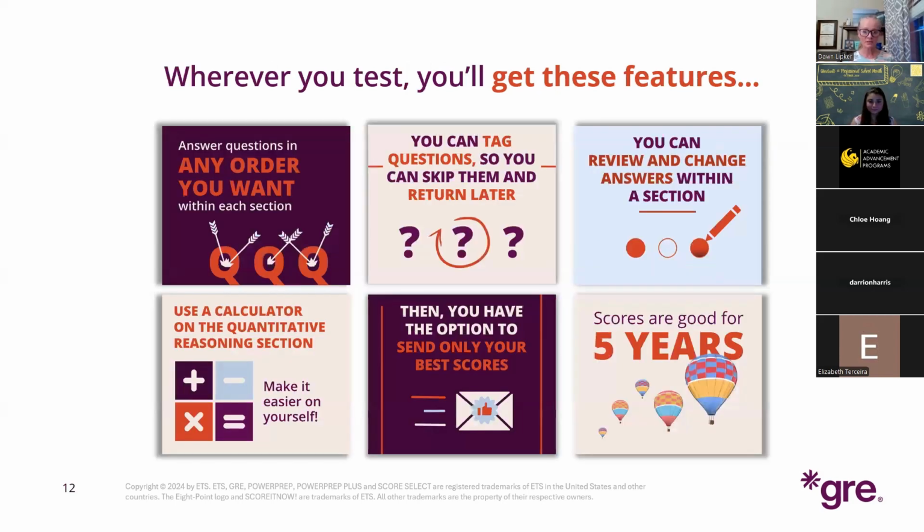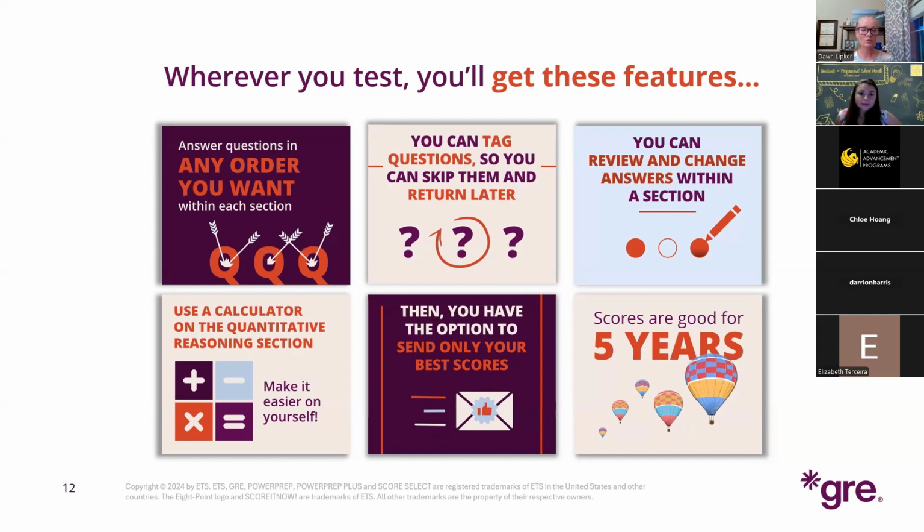So, regardless of where you decide to test, the test experience is the same, and how you study for it is also the same. You can answer any question within a section, and we're going to look at the sections in just a second, in any order. So let's say you're in the verbal reasoning section, you come across a question that's really tough, and you're stuck on this one. You can mark that one and come back to it later, or you can skip it and go ahead. There's a review screen. I'm going to show you what that looks like here in just a moment.